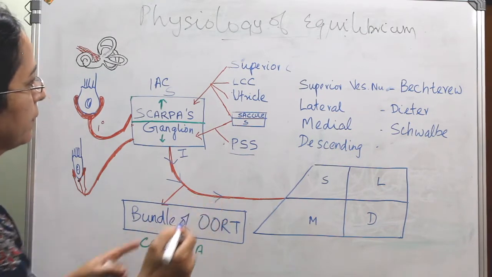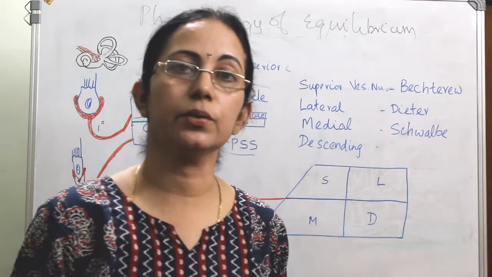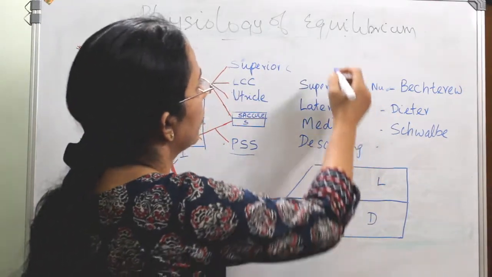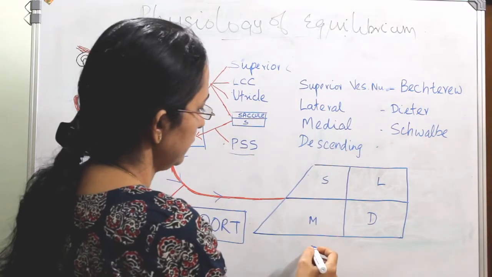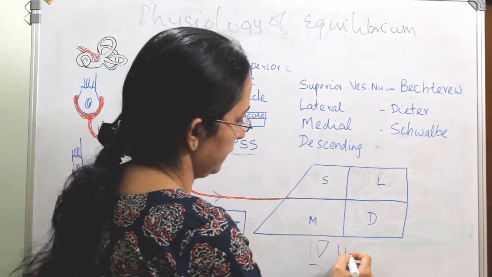will go to the vestibular nuclei, and these vestibular nuclei are situated in the floor of the fourth ventricle at the pontomedullary junction, right?